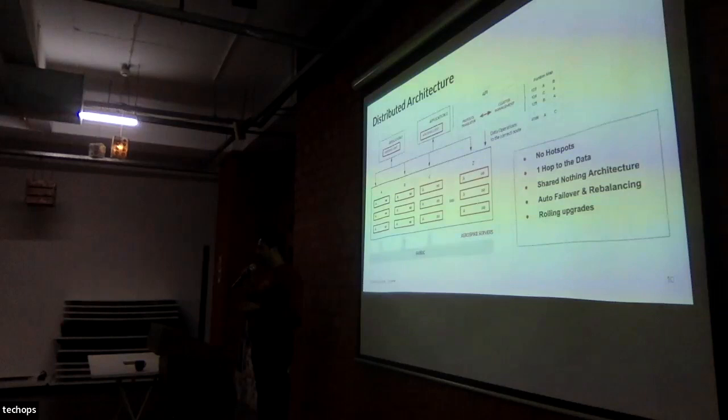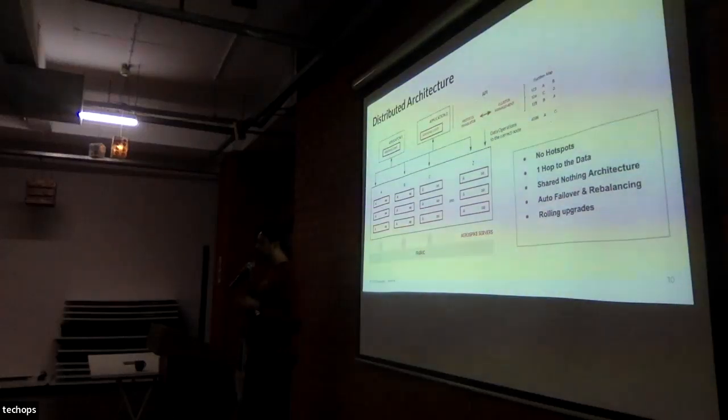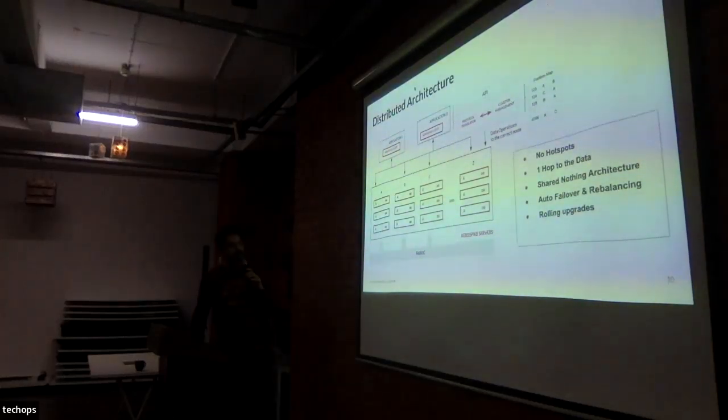Meaning, in the case of node failure, you are guaranteed that only one node is going to go down, right? It doesn't share anything. All the nodes are equal, meaning there is no master-slave setup here, right? The request can be served by any node.